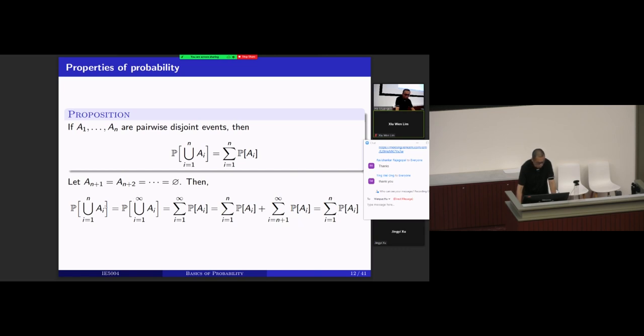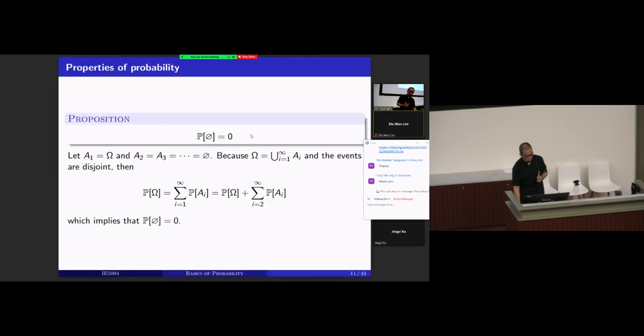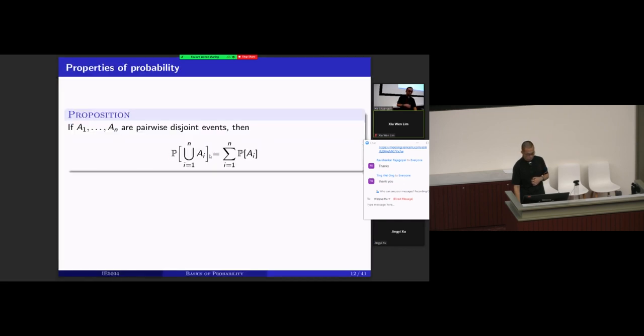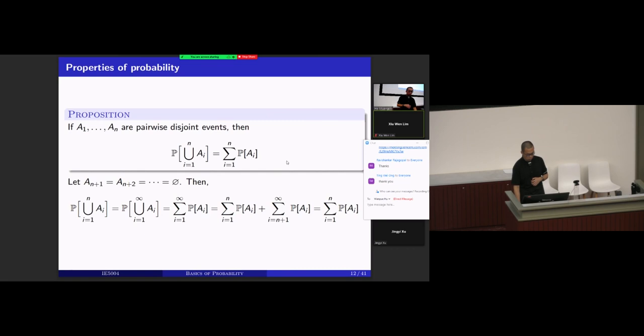So if we check, the left-hand side is the probability of the union of those n events, and the right-hand side is the summation of the probabilities of those n events. So we have this result, which is what we wanted to prove. You see that to prove this, we use the third condition together with the previous result we just proved, that the probability of the empty set is 0, right? The thing is, this is also very straightforward.